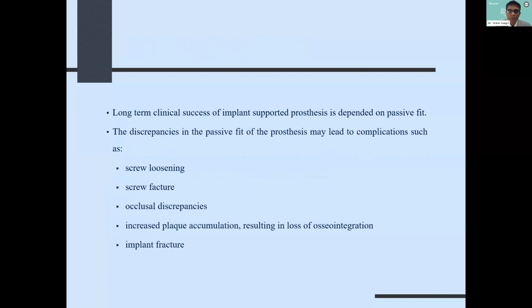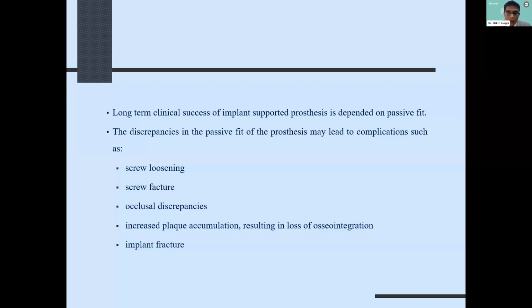Long-term clinical success of implant-supported prosthesis is dependent on the passive fit of the abutment. This word passive I would like to stress is only because that shows that there is no strain on the abutment screw, either directly due to the misfitting of the abutment itself into the conical connection, or a load due to a lateral strain or occlusal load because of the design of the prosthesis. This is very important to ensure that the abutment is fitting passively into your implant.